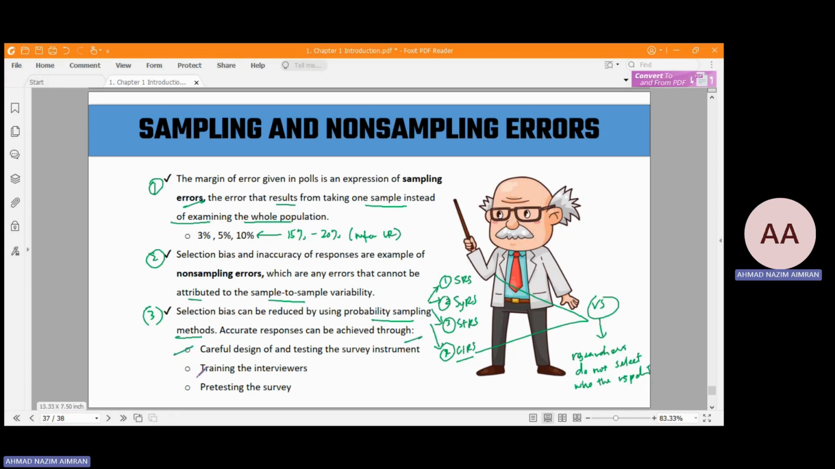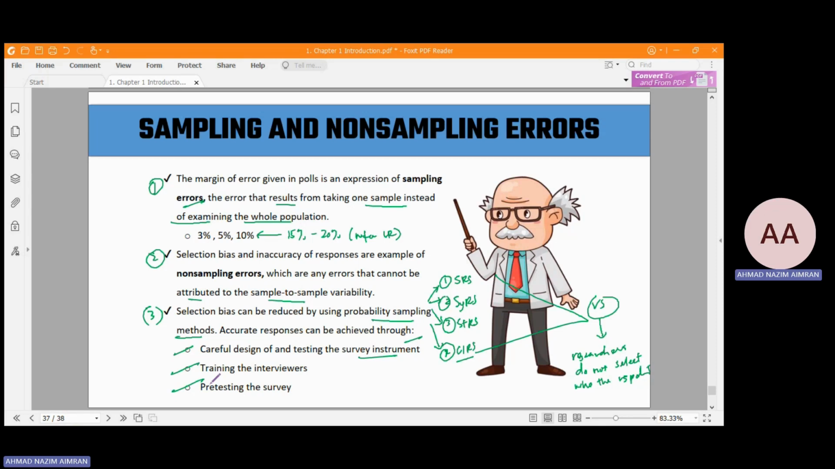careful design and testing the survey instrument. This is what I mentioned by having a pre-testing and pilot testing before conducting the actual study. And also the second one is training the interviewers. And the last one is again pre-testing the survey.